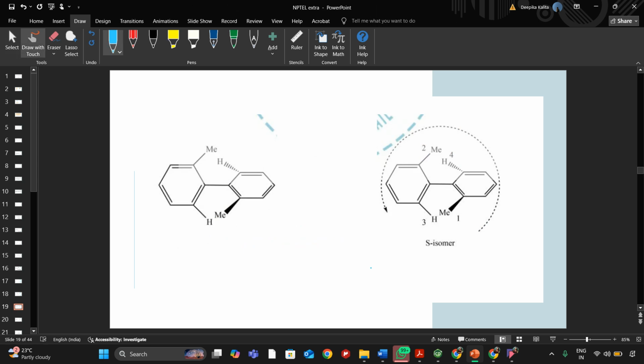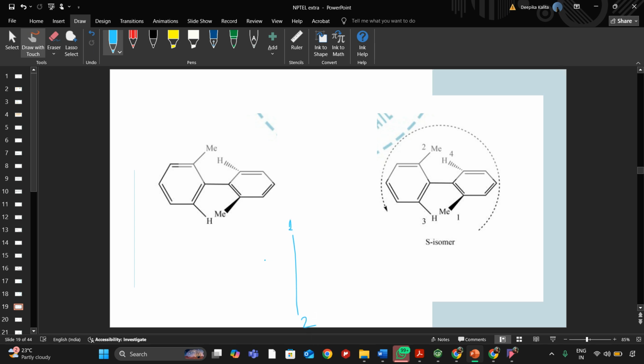Again, let us try to solve it for this biphenyl. If we place our eye here, this will look like 1, 2, like this, and the fourth group is away from us. So, this is going to give rise to S isomer of the biphenyl.